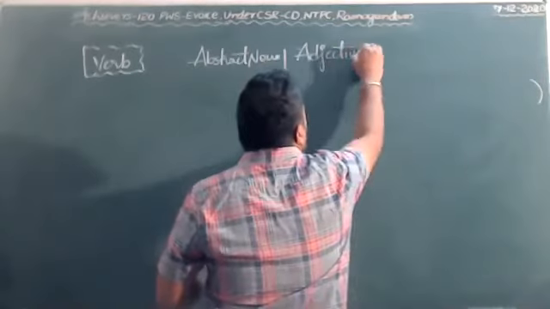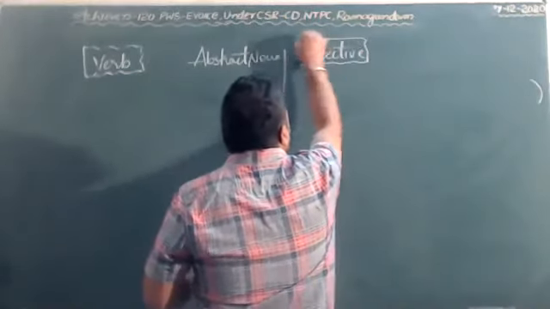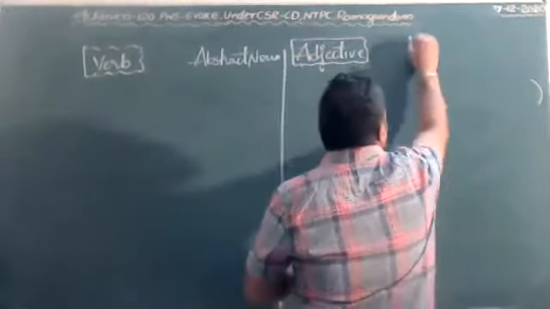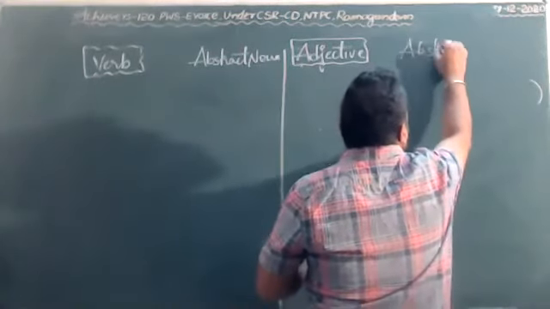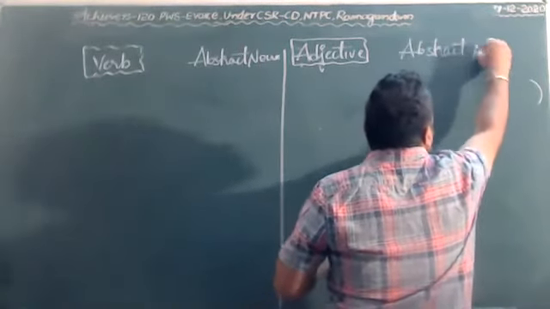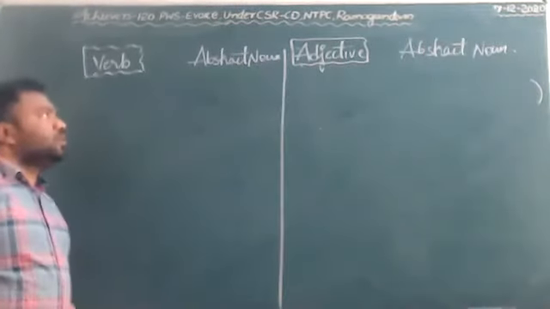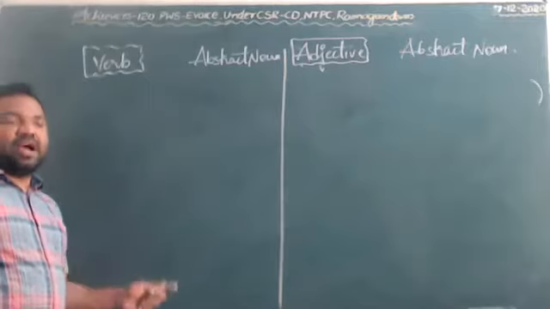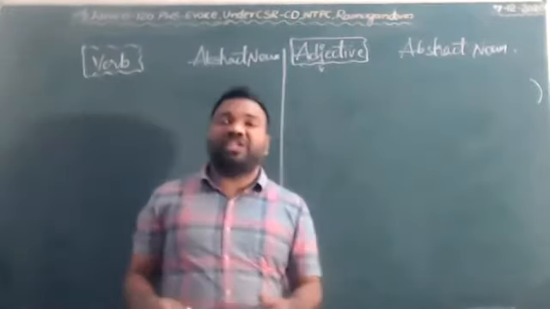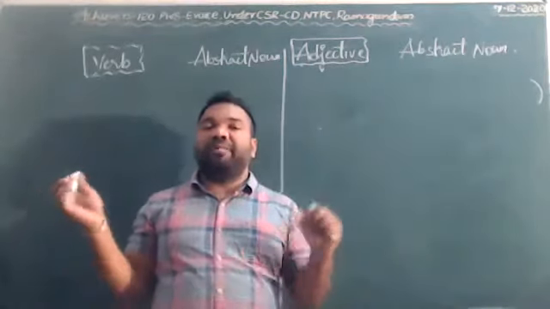And also I have to explain what is an adjective. So look at this, how I have written. Now, let me explain the differentiation between a verb and an adjective.